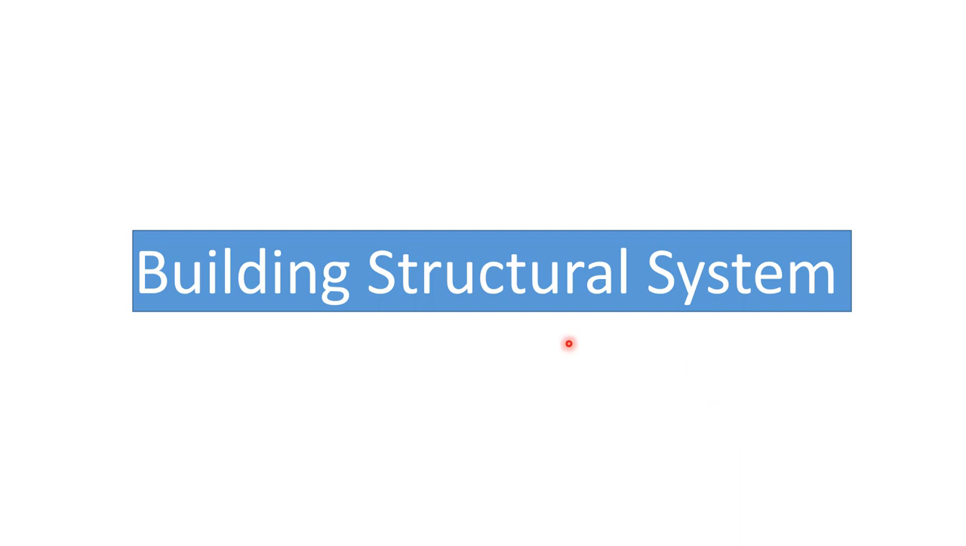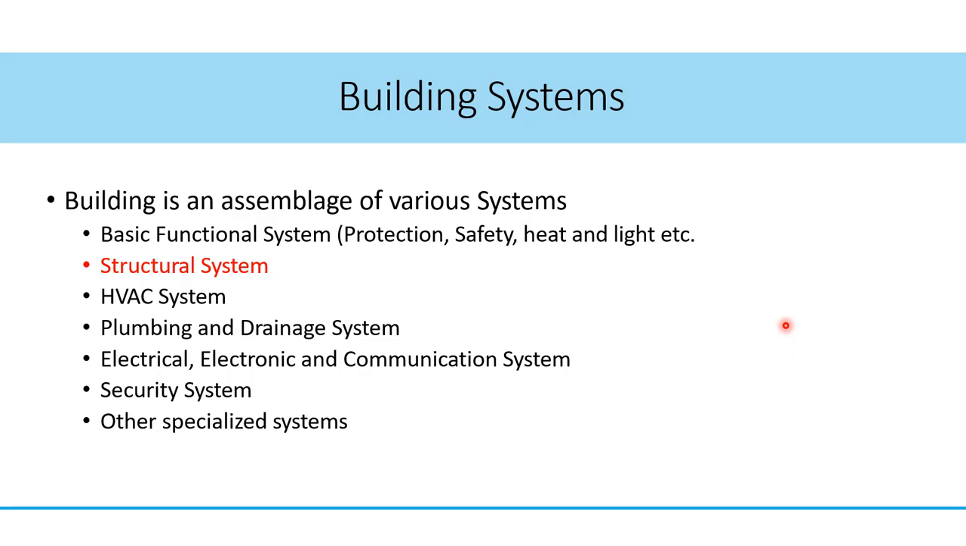In this lecture, I will discuss building structural systems. Before starting, a building is an assembly of various systems, not only the structural system. For example, first of all, the basic functional system, that is protection, safety, heat and light. Those are the basic functions of the building.